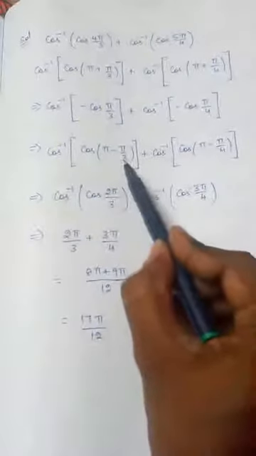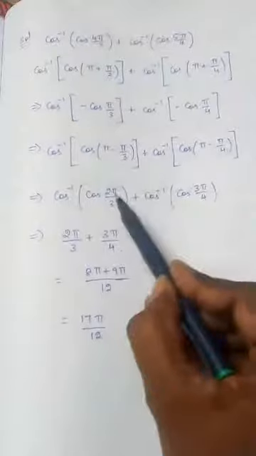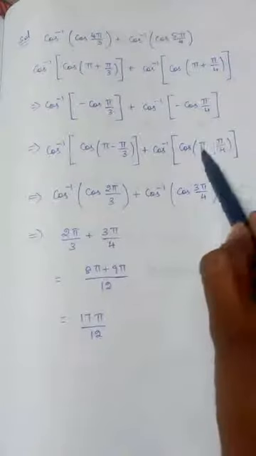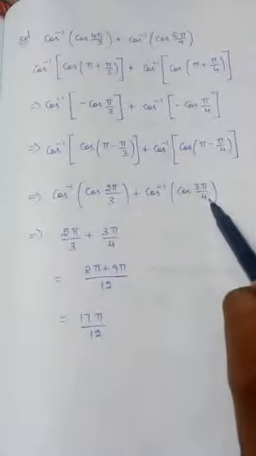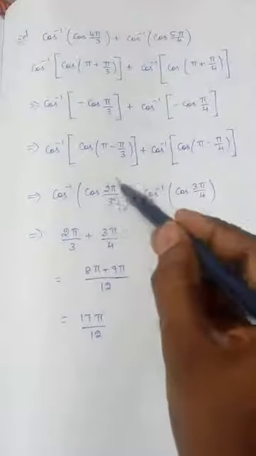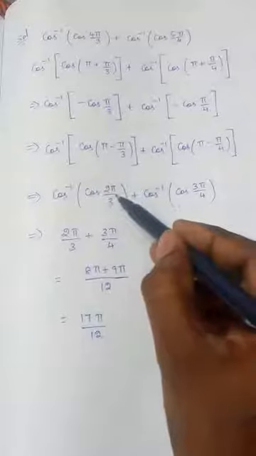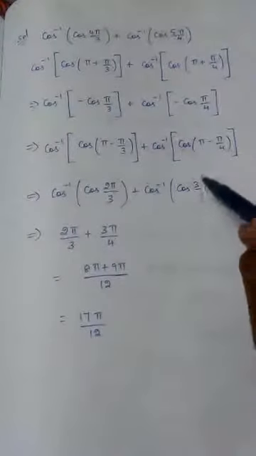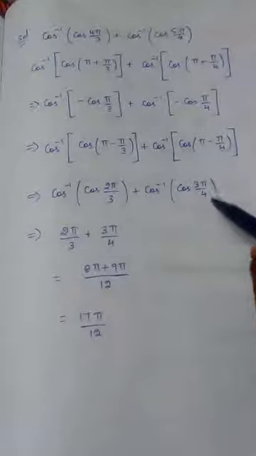Now if you see, simplify: 3 pi minus pi, 2 pi by 3. 4 pi minus pi, 3 pi by 4. Now pi by 3 into 2, this is 120 degrees, which lies in 0 to 180. Similarly, this is 135 degrees, which lies between 0 and 180.